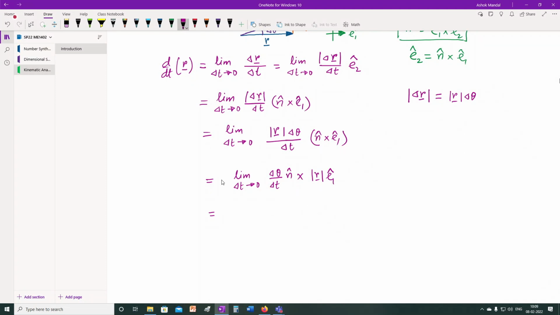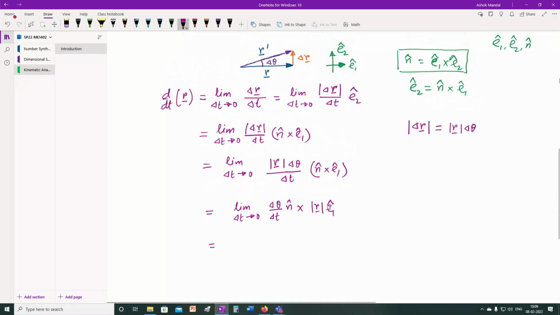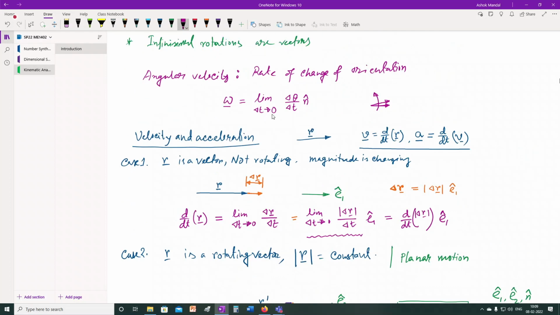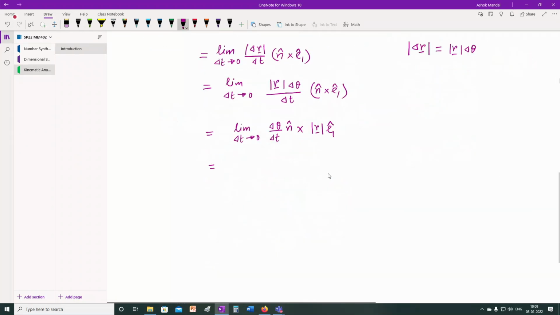Now, can you see what is this? What is this quantity from the previous definitions? Omega. This is omega. So this is omega cross R E1. What is this, magnitude of R E1? Vector R. This is just vector R. So we arrive at the result that the derivative of this vector is omega cross R.